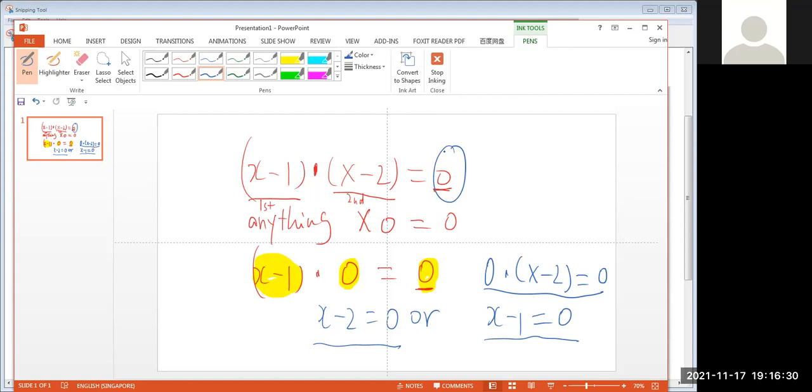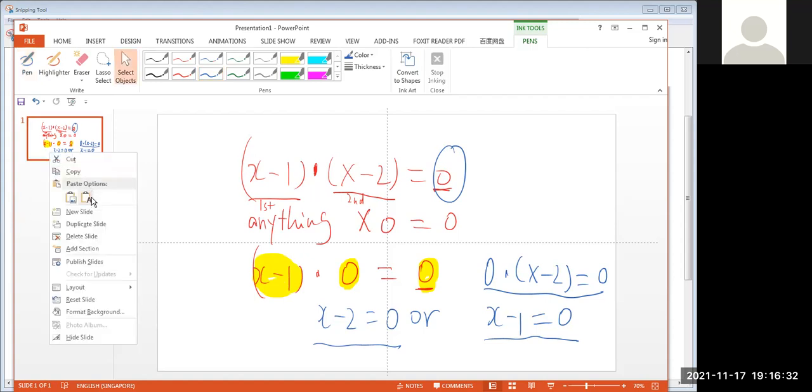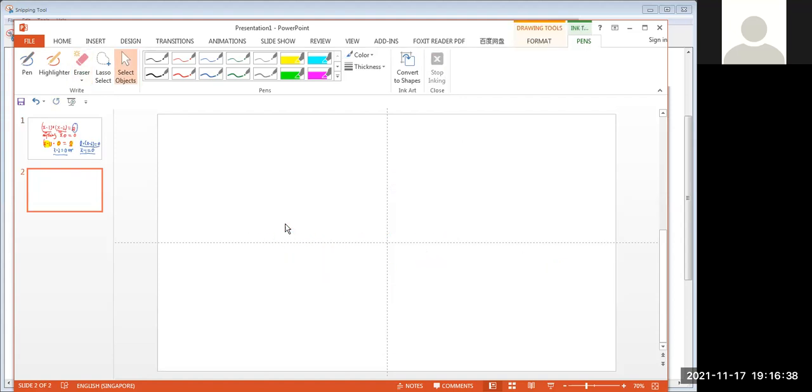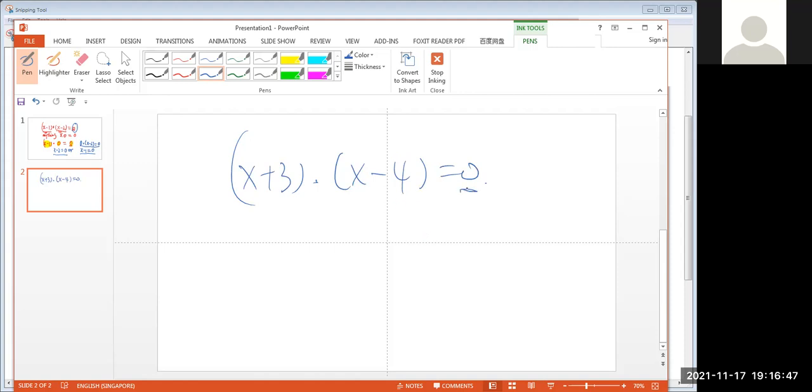Yes. So let me give you one more example so that you will be more familiar with this concept. Okay, let's say I have x plus 3 times x minus 4 equals 0. So in order to get 0 here, what I need is either x plus 3 is equal to 0 or x minus 4 equals 0. Either case will give me 0 above.